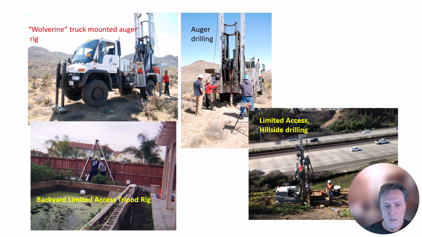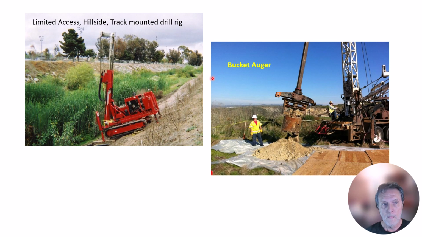We have another limited access type rig, which is set up on a steep hillside, and you'll note there are crawler tracks on this rig, so that it was able to get access to this hillside and set up and do some drilling. Here's a couple more. Here's another limited access hillside track mounted drill rig using an auger. Tracks are noted here. Pretty powerful, and they can go fairly deep.